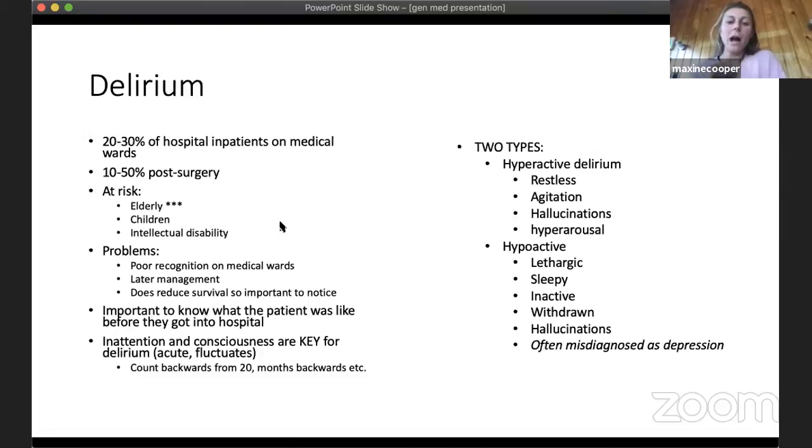There's two types. So your hyperactive, which is a lot easier to pick up, where they're quite restless, and it's probably what you think of when you think of delirium. You often get these hallucinations. They're super agitated and restless and really can't stop moving. But there's also this hypoactive form, where they instead just become quite lethargic and withdrawn, and very commonly it's misdiagnosed as depression, which obviously can be a significant issue on the ward if you're just assuming they have a depression, or they're really sad or down when they're actually delirious. So important to realize there's this hypoactive form as well.